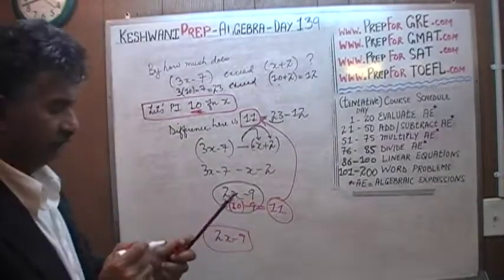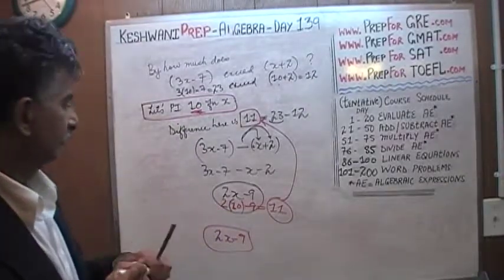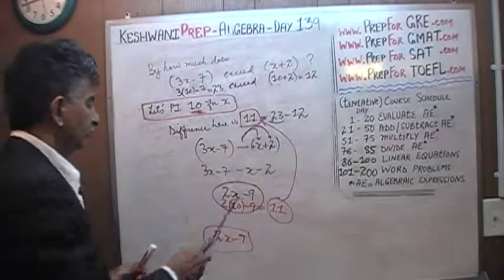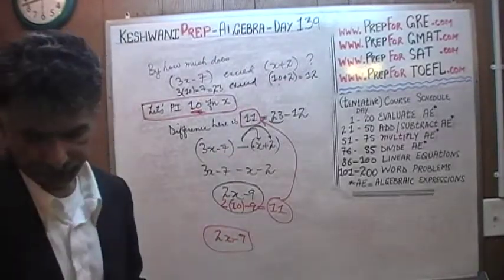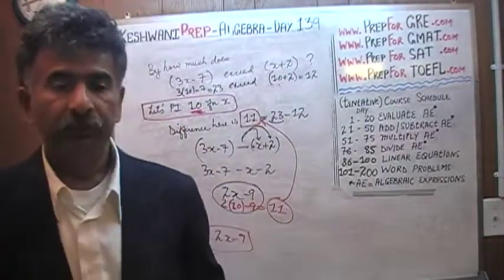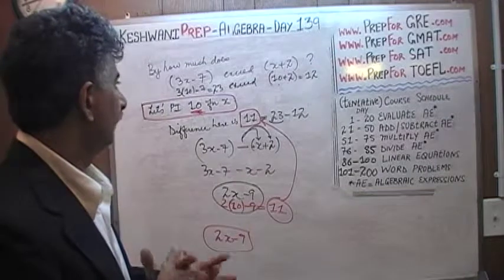By how much does 3x minus 7 exceed x plus 2? 3x minus 7 exceeds x plus 2 by 2x minus 9. That's all. And that's all we have for today.